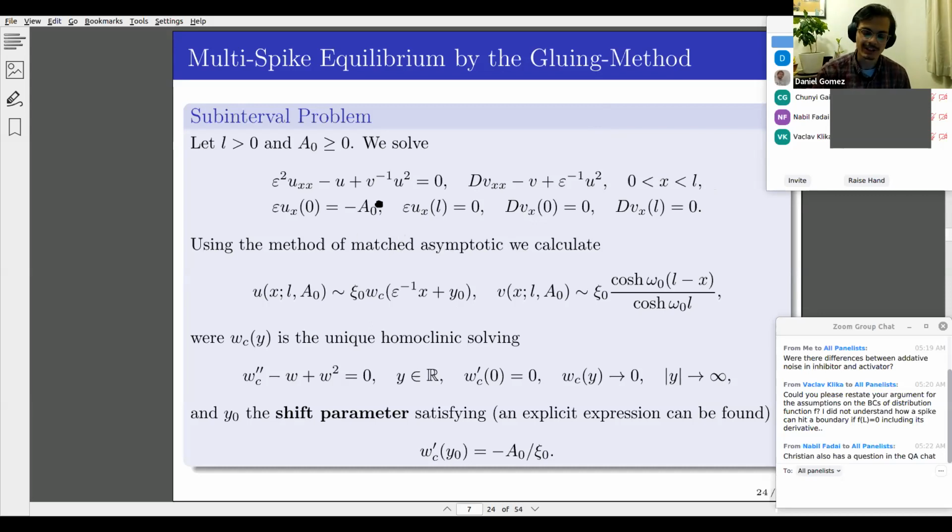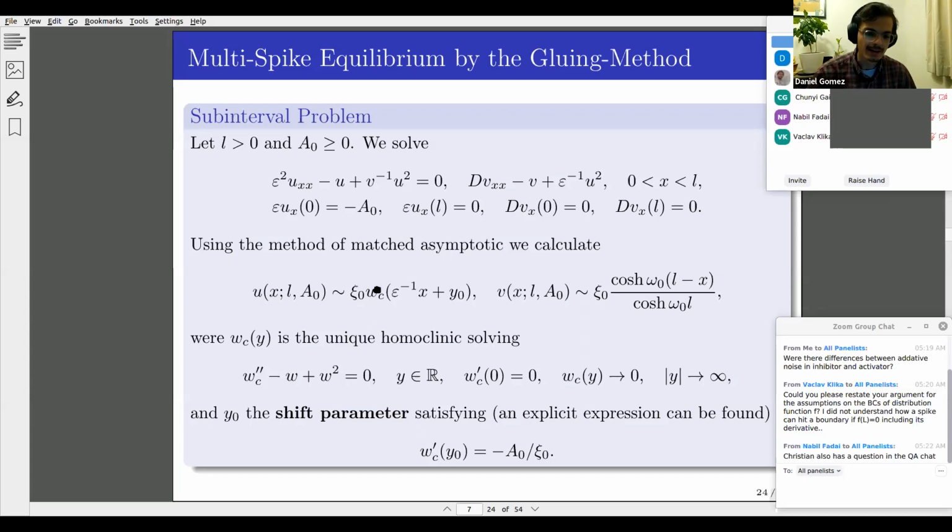And we construct just a single boundary spike concentrated at x equals 0. And then what we'll do is we'll fill up the full domain with the solutions obtained on each of these subintervals, possibly with some reflections. And I'll show a picture in the next slide that'll make that a lot clearer.